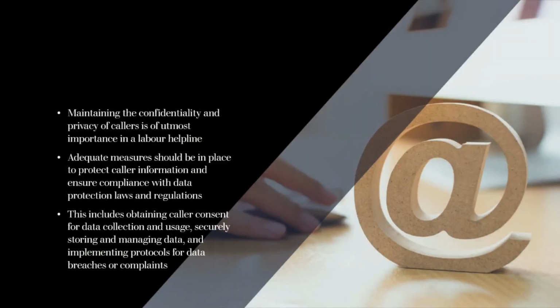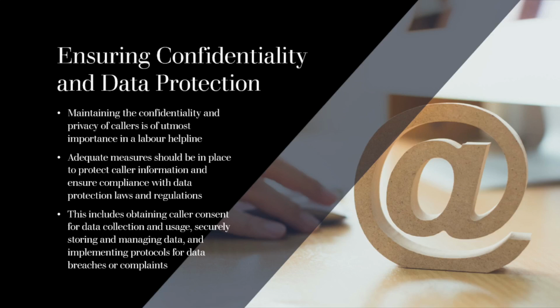Maintaining the confidentiality and privacy of callers is of utmost importance in a labor helpline. Adequate measures should be in place to protect caller information and ensure compliance with data protection laws and regulations. This includes obtaining caller consent for data collection and usage, securely storing and managing data, and implementing protocols for data breaches or complaints. Regular audits and assessments should be conducted to ensure ongoing compliance with data protection standards.